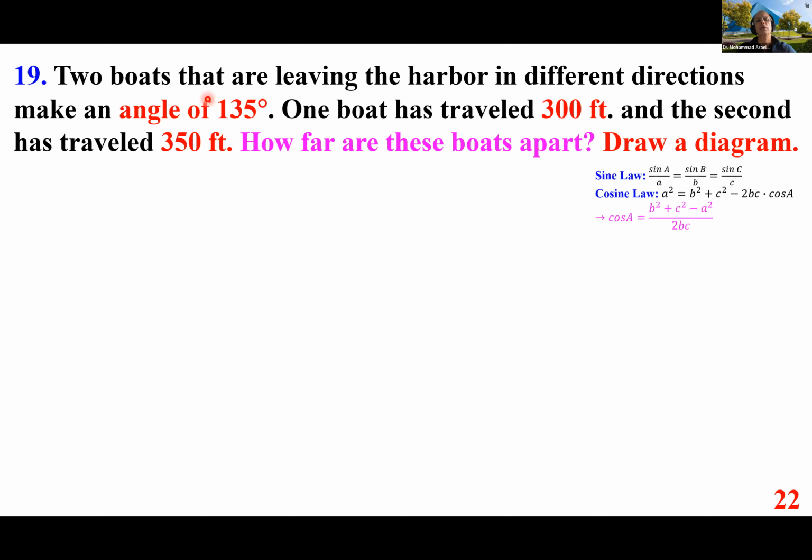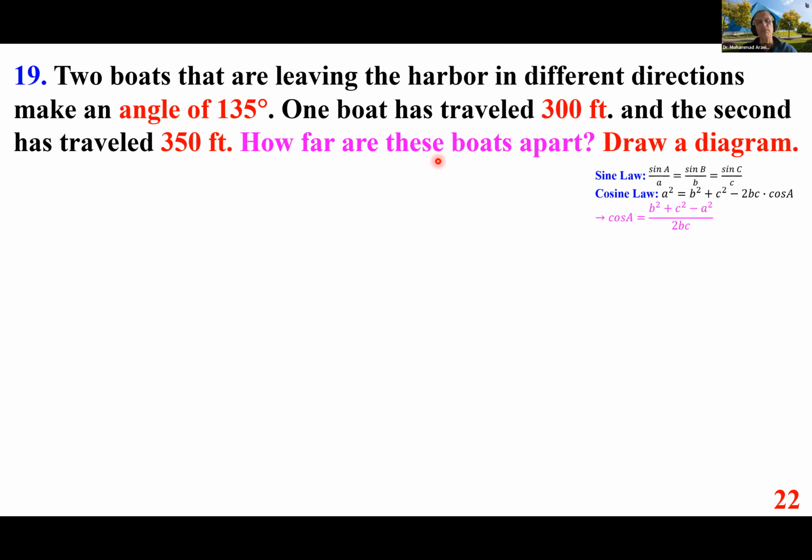Two boats that are leaving the harbor in different directions make an angle of 135 degrees. One boat has traveled 300 feet, and the second has traveled 350 feet. How far are these boats apart?